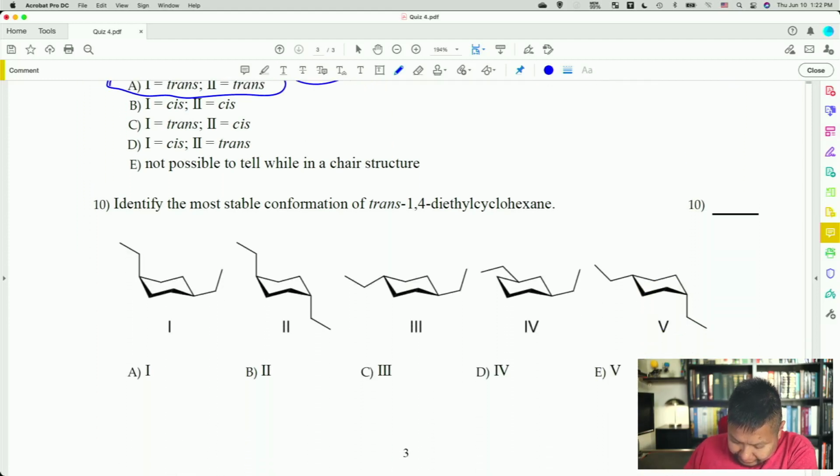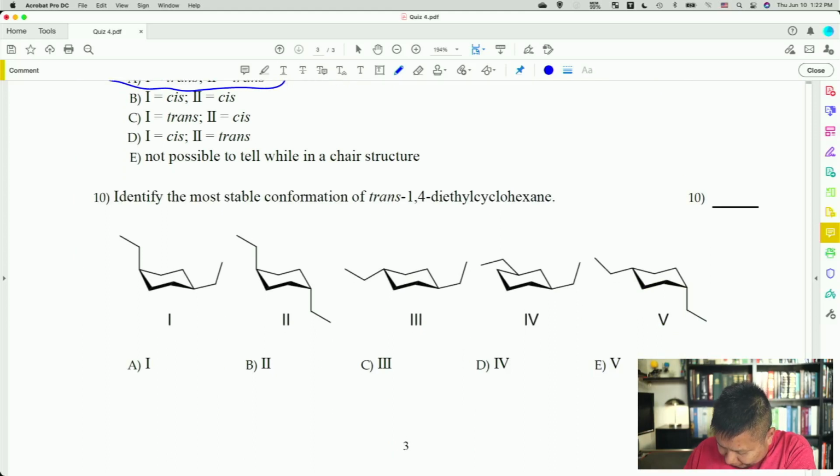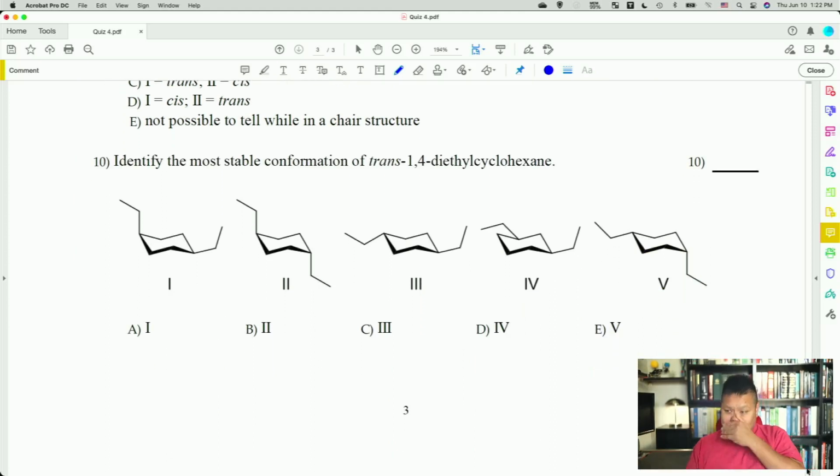And then identify the most stable conformation of trans 1,4-diethyl cyclohexane. Again, I forget if this was in yesterday's lecture or the day before's. I don't think it was in today's lecture. The most stable cyclohexane chair conformation with two substituents will be the one where the most substituents are in the equatorial position. You have one in the axial position there, so it can't be that one. One in the axial position there, can't be that one.